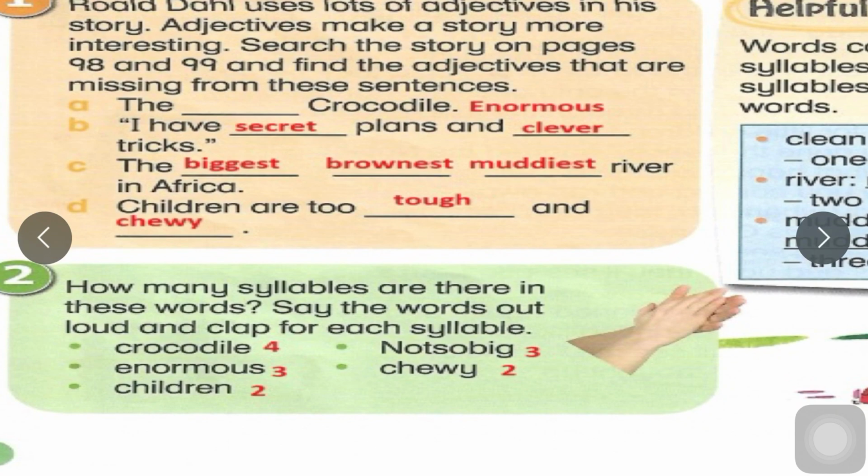And let's move to these questions about how many syllables there are. Let's say crocodile. Crocodile, 4 syllables. Not so big, 3 syllables only. Enormous, and because you can see it's a very big word, it has many syllables. No, let's listen. Enormous.